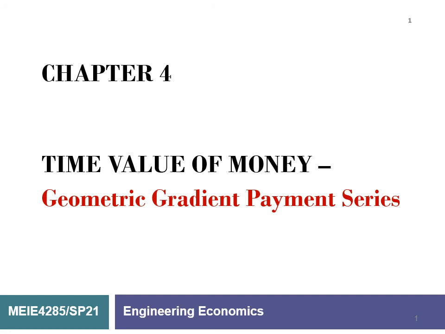We are continuing our discussion on time value of money and we are learning how to find equivalence calculations. We learned how to find present, future, and annual worth of different types of cash flows, and in our previous lecture we learned about the linear gradient payment series. In today's lecture we will learn another payment series, which is called geometric gradient payment series.